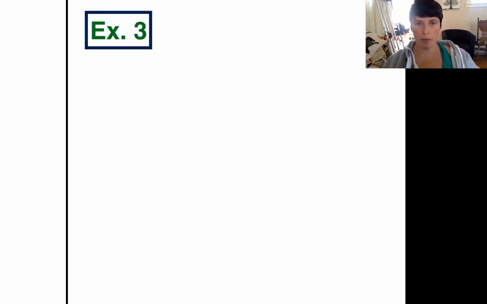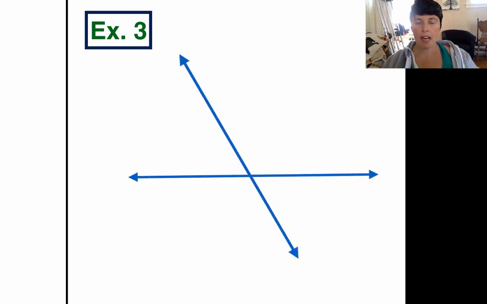Now we're going to try a problem. Example 3. Here is my new picture. Another couple of lines crossing through each other. I'm going to tell you that this angle has been measured with a protractor and it measures 70 degrees. And the angle across from it is 2x minus 4. What do we know about these two angles? We know they're vertical angles. They're right across from each other.